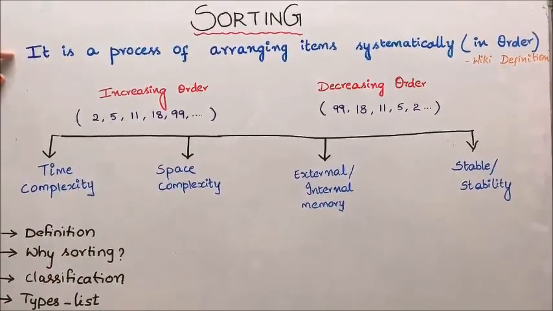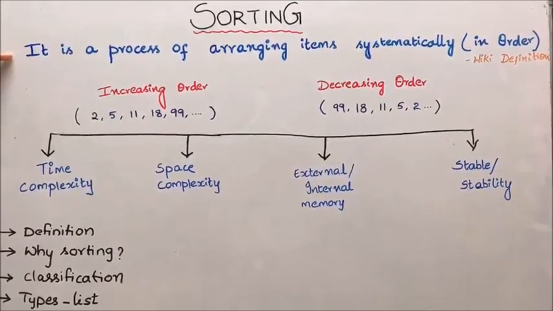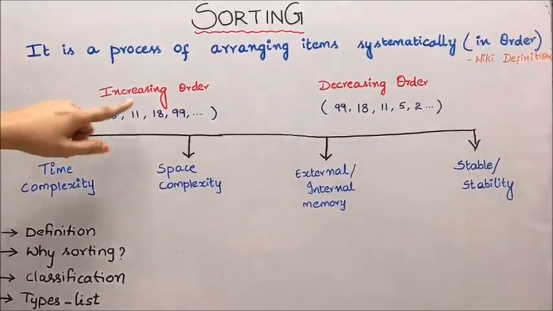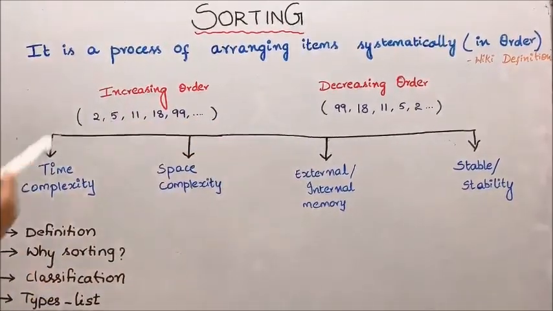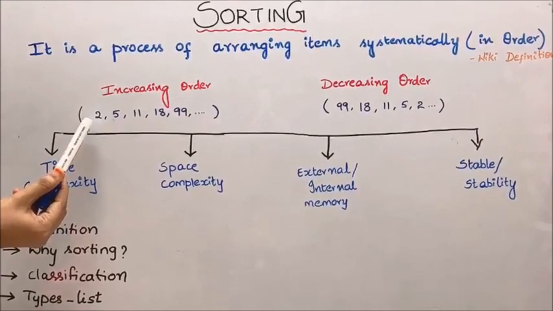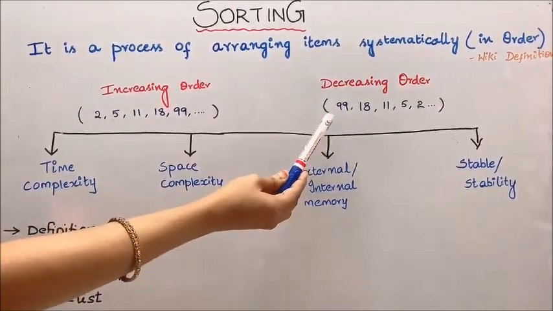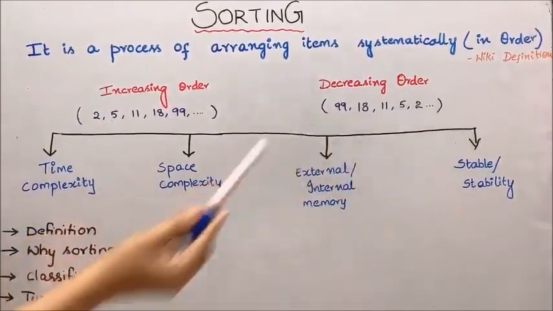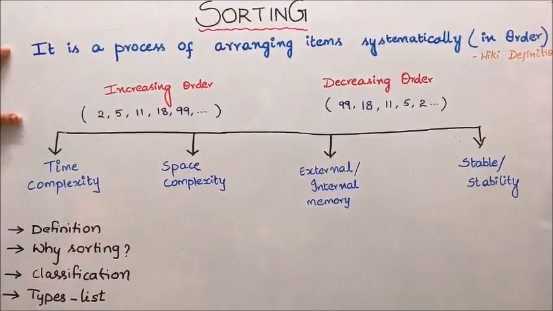Okay, so the first one is definition. This is the Wikipedia definition. As we all know, it is a process of arranging items in systematic order. Either it can be in increasing or decreasing order. Increasing means numbers from 1 to so on, and decreasing means the last number to the first number. Okay, now this is about sorting.